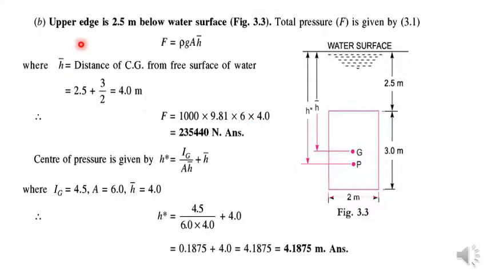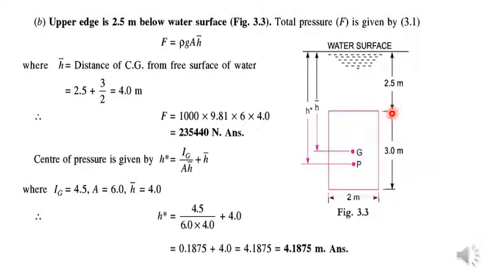Now for the second part, your upper edge is 2 meters below the water surface. If this is the particular case, then you can redraw your schematic diagram for the second case. For the second part, B part, your water surface is over here and the top surface of this vertical rectangular plane surface is over here at 2.5 meter depth.